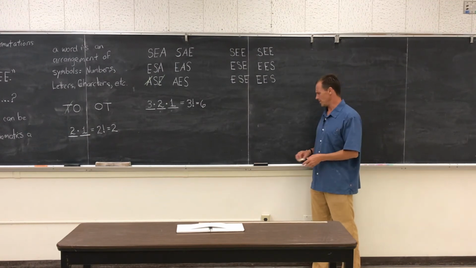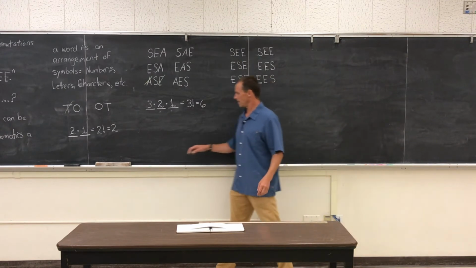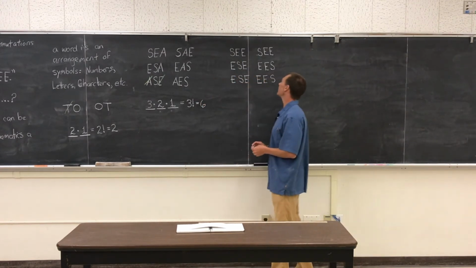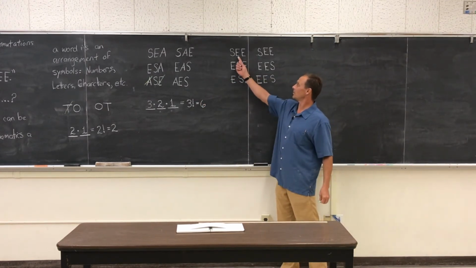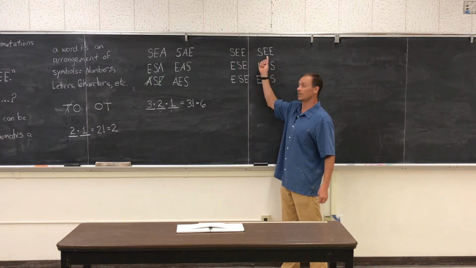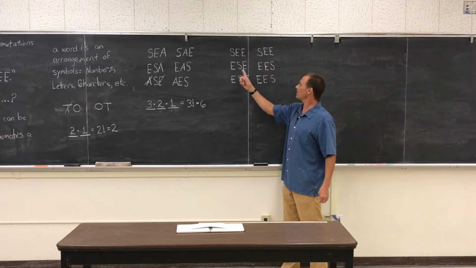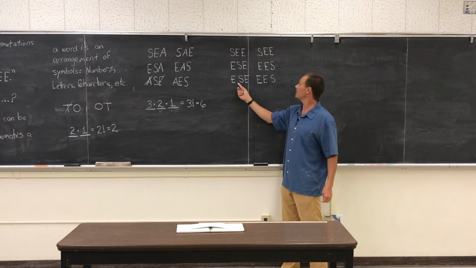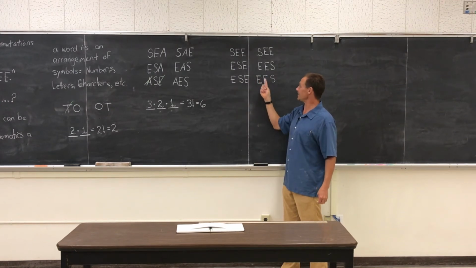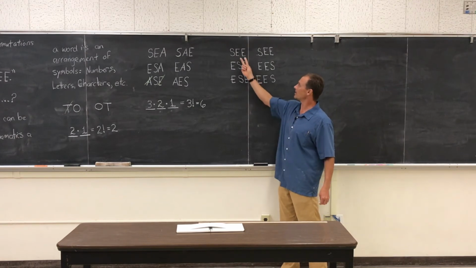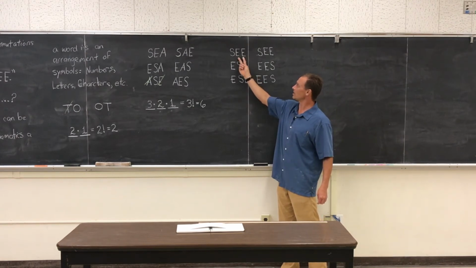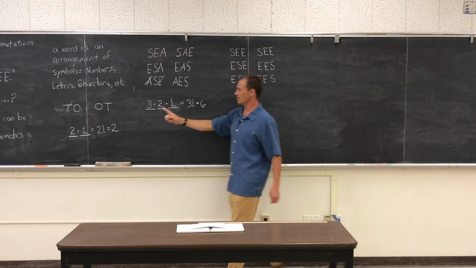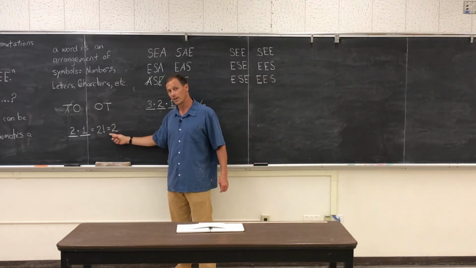Look at that for a moment, because notice this. We have two S's, we have two easies, and we have two E's. Why is that? It's because these two E's can be arranged two ways.